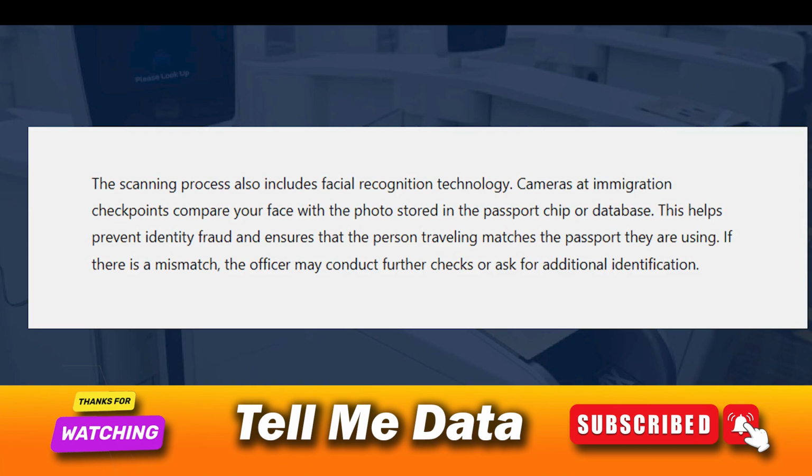Understanding what immigration officers see when they scan your passport can help you prepare for smooth entry into the United States. Make sure your documents are valid, follow immigration rules, and answer questions honestly.